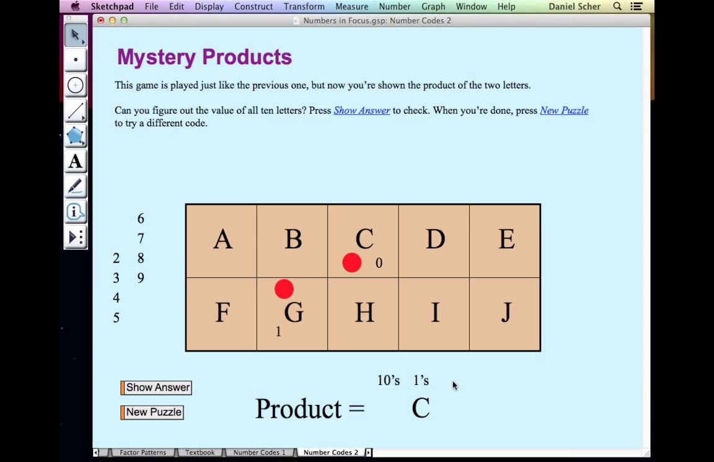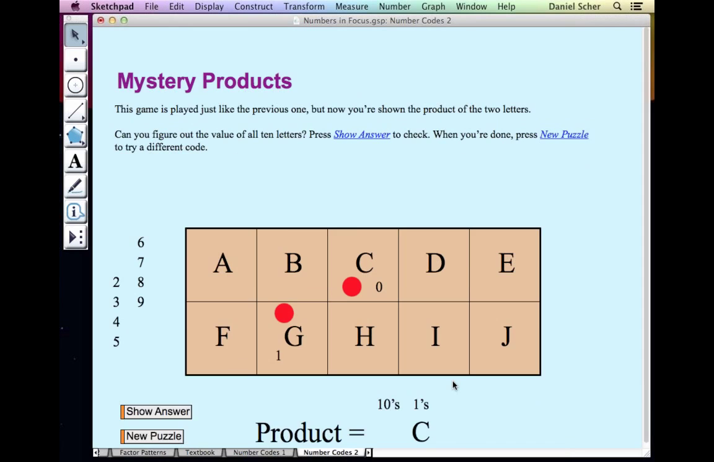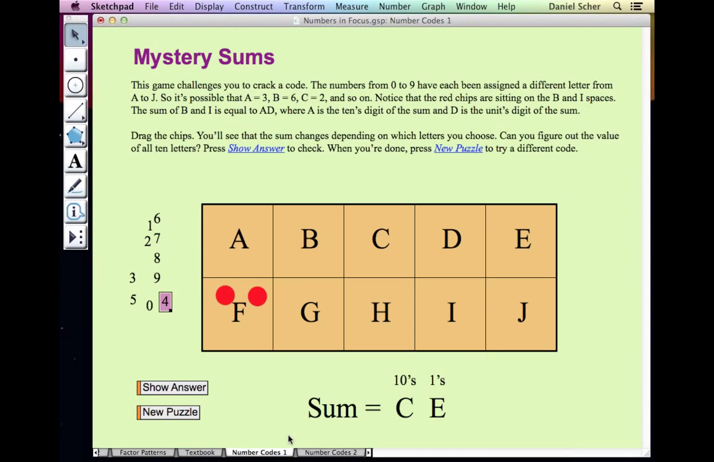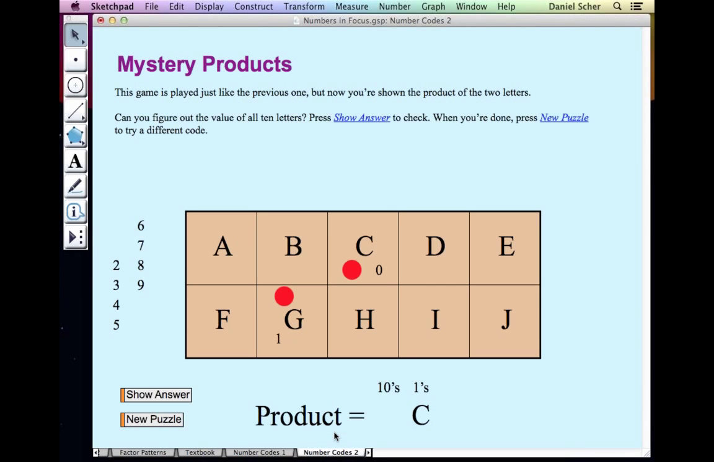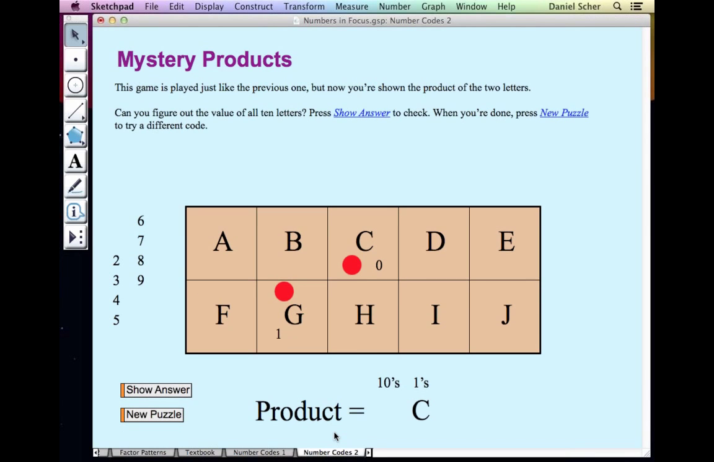Marcy also commented on how these activities lead into a discussion of the properties of numbers and things like the identity property, properties of zero, and so on. Very much so. So that's it for now. Carry on.